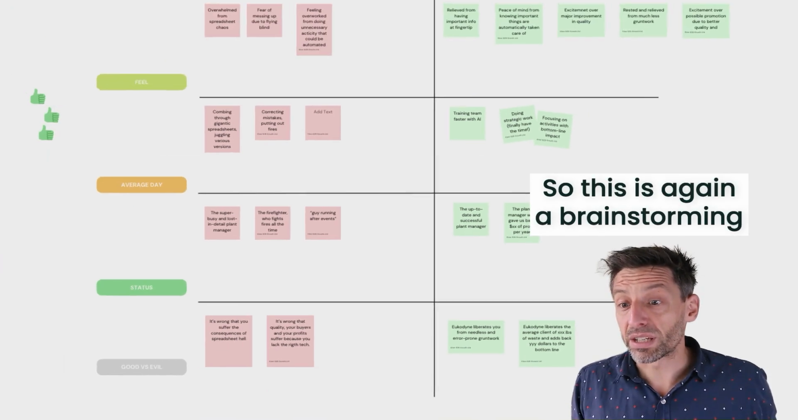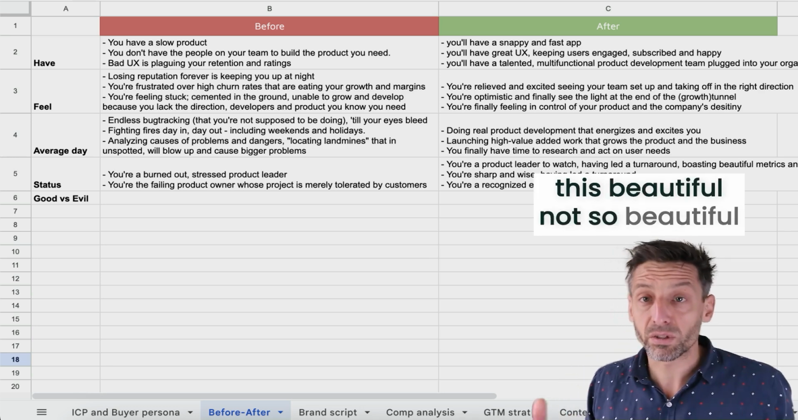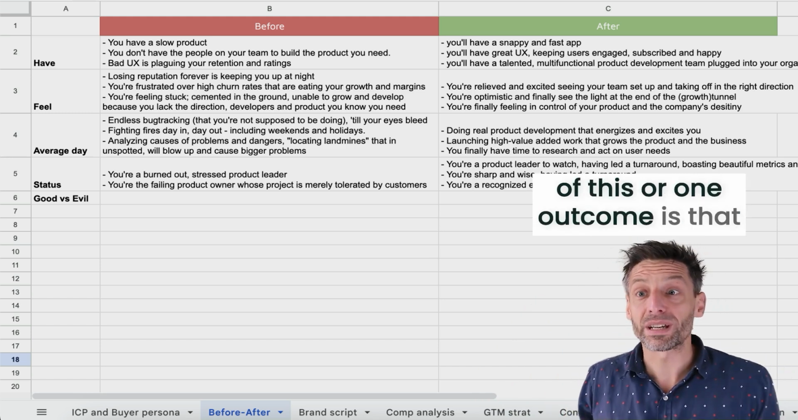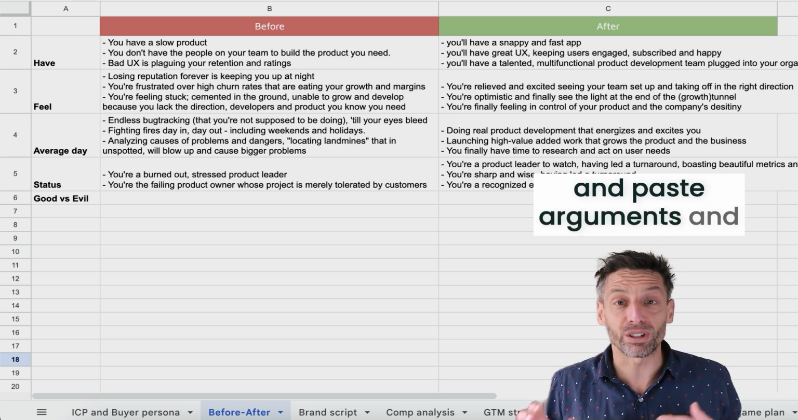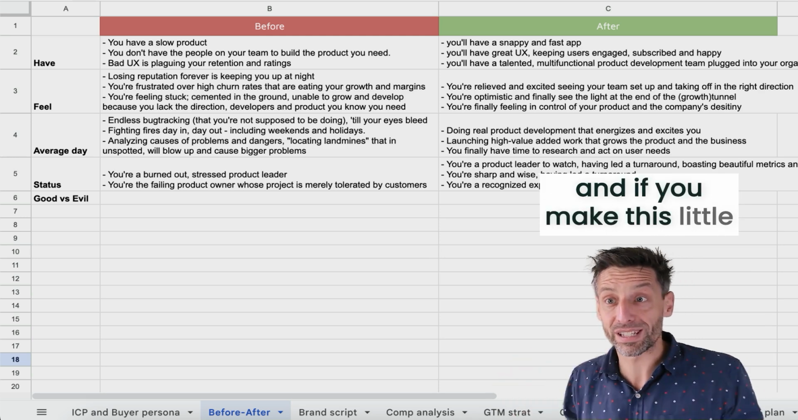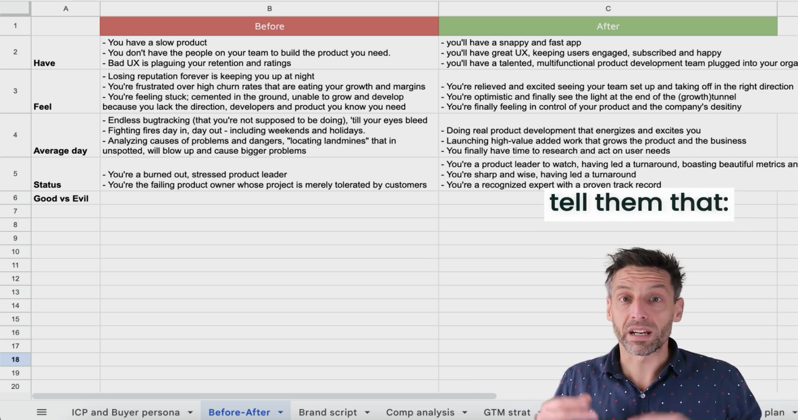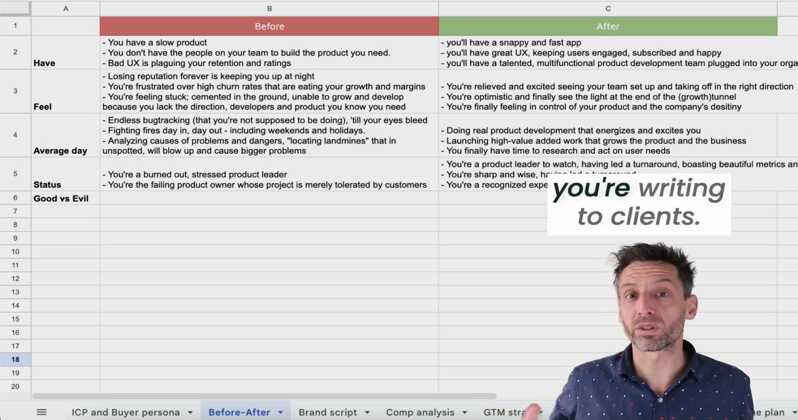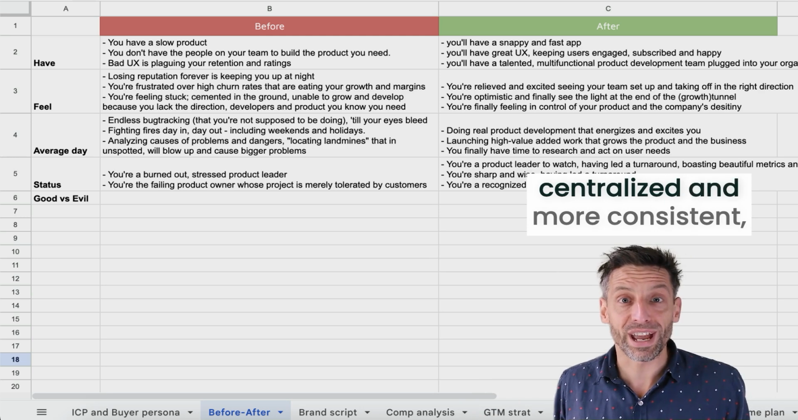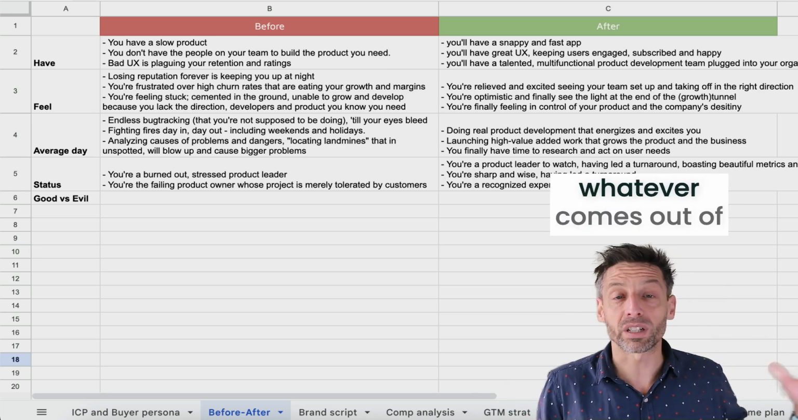So this is, again, a brainstorming, and the results of this are going to be compiled over here in this beautiful, not so beautiful spreadsheet, but again, highly useful. One outcome of this is that you're going to have copy and paste arguments and lines for all your sales and marketing materials. And if you make this little spreadsheet available to the sales team and the marketing team, and you tell them, hey, this is where you can copy and paste from when you're writing to clients, it's going to make your messaging more centralized and more consistent, because people are going to be using what you have determined rather than whatever comes out of their minds.